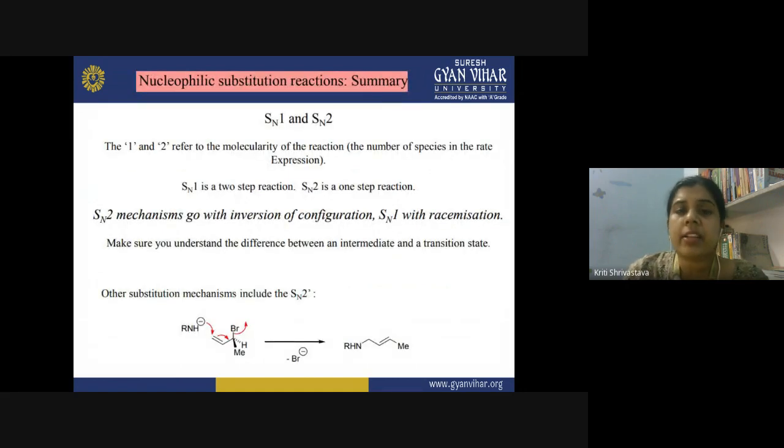Now let us compare the two reaction mechanisms, SN1 and SN2. Here 1 and 2 refer to the molecularity of the reaction, the number of species in the rate expression. So SN1 is a two-step reaction, but the molecularity is 1, and the order is 1. And SN2 is a one-step reaction, and the order of the reaction is 2. SN2 mechanisms are accompanied by inversion of the configuration, and SN1 reactions are accompanied by racemization of the substrate.